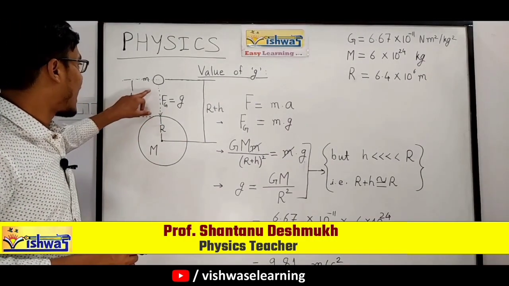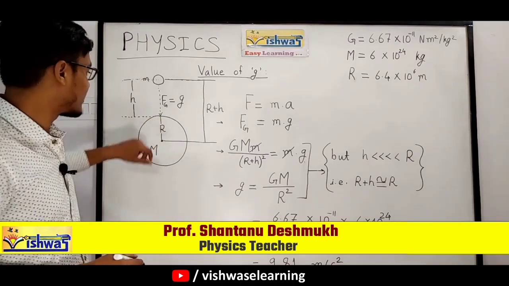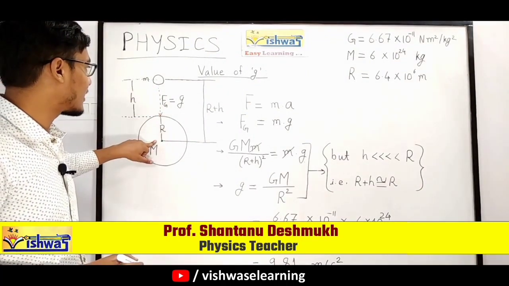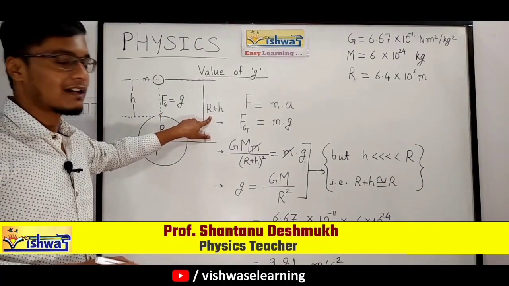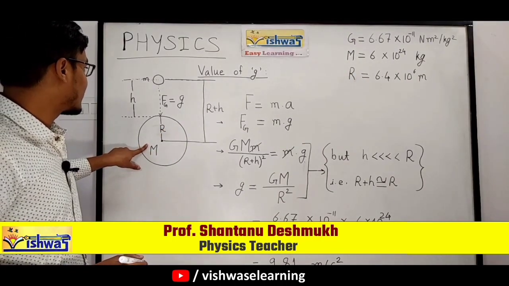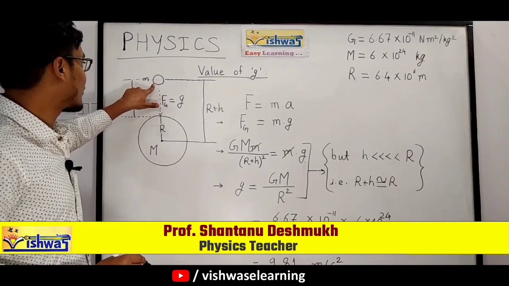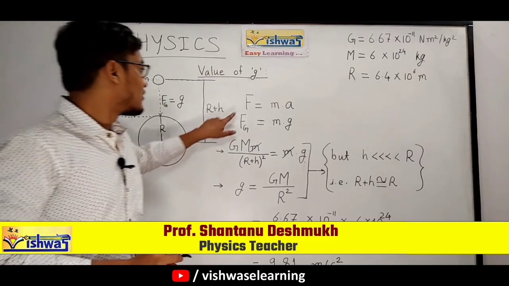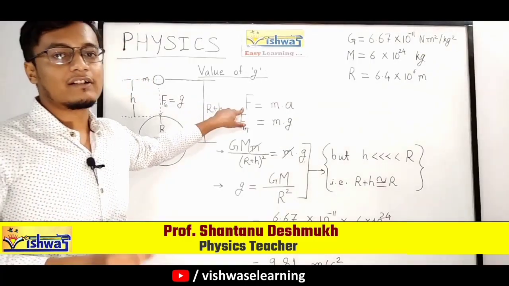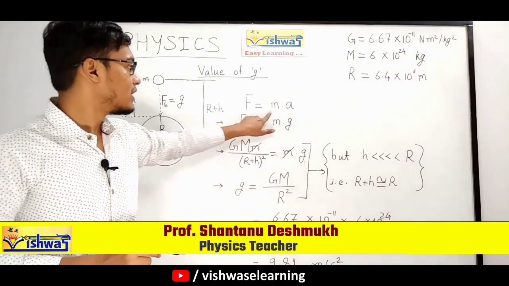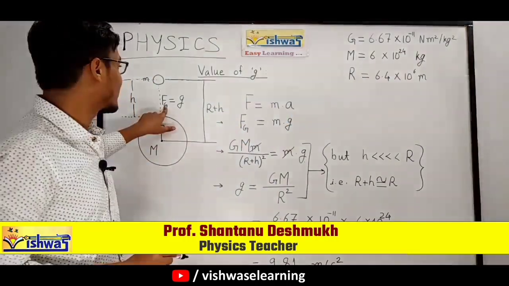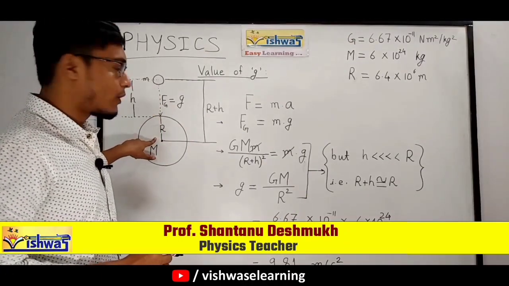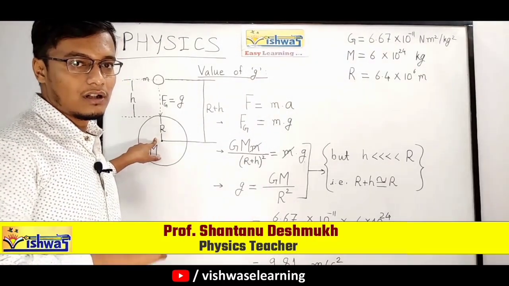Now h is the height of the small particle from the earth's surface and r is the radius of the earth. So the initial position of the particle from the center of the earth is r plus h. The mass of the earth is taken as capital M, and the mass of the particle falling on the earth's surface is taken as small m. Now we will see its calculation. What is the formula for force? In general terms, it is mass into acceleration, but here our force is the gravitational force acting on the small particle from the earth.